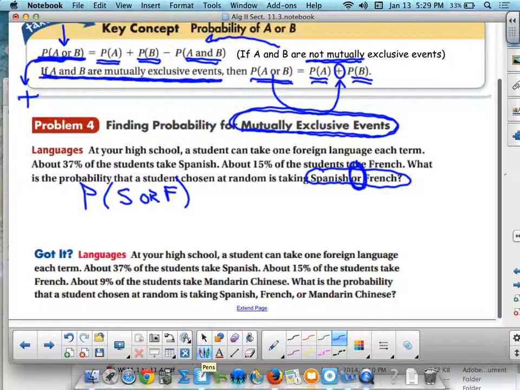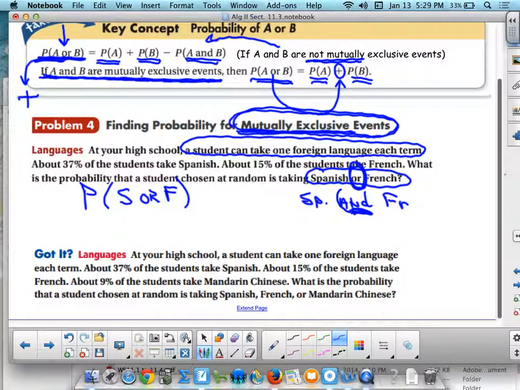Okay, the question becomes, why are these mutually exclusive? Because can you take Spanish and French? Can you take both classes? And the answer is no, this cannot happen. This is mutually exclusive. These two events cannot happen at the same time. Why? Because it said right here, at your high school, a student can take one foreign language each term. So you can't take Spanish and French. You can't take two foreign language classes. So this is a mutually exclusive event.